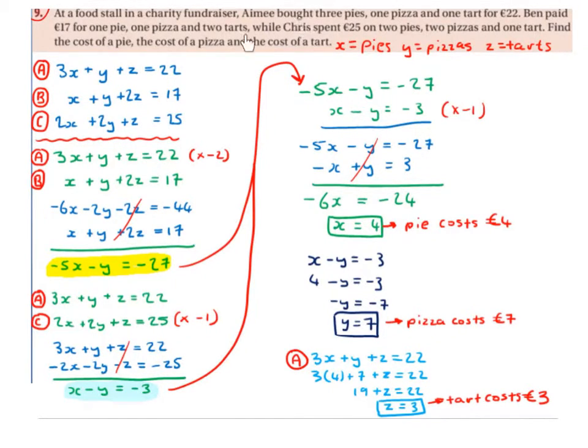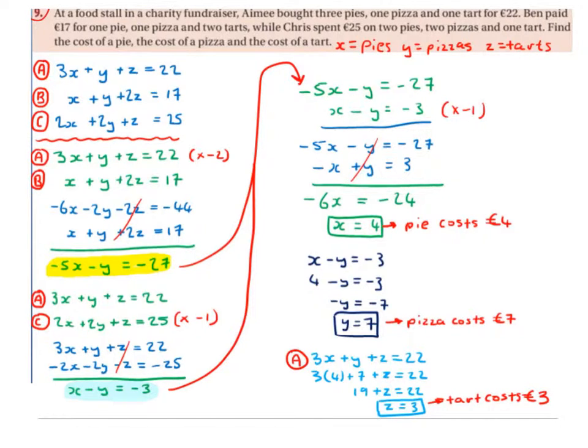And then Chris's equation is going to be called equation C. So he spent €25 on 2 pies, so 2X represents 2 pies, 2 pizzas, so 2Y represents 2 pizzas, and 1 tart. So Z represents the tart, and this is equal to €25, so equals 25. So now we have 3 equations in terms of X, Y, and Z, and we're going to solve for X, Y, and Z.